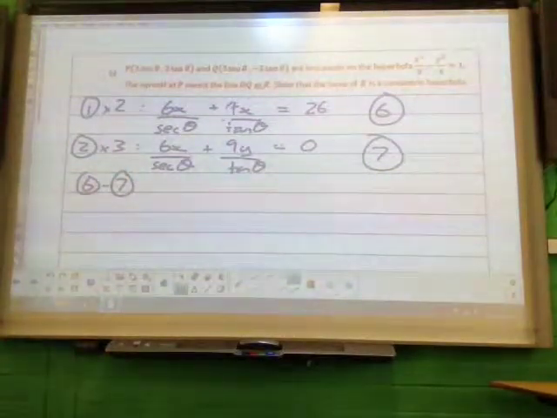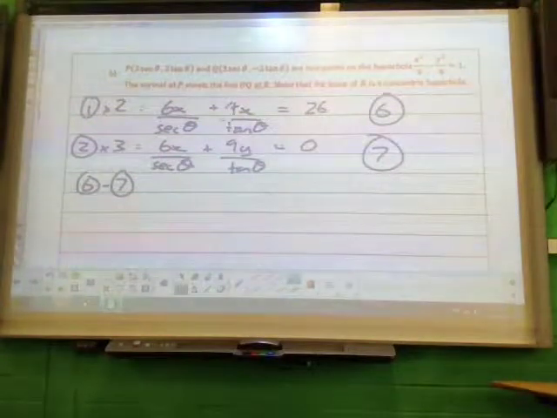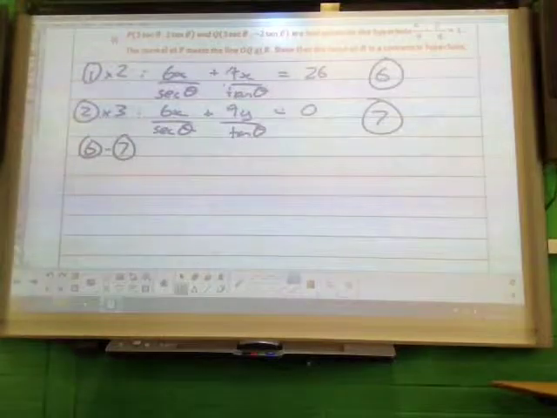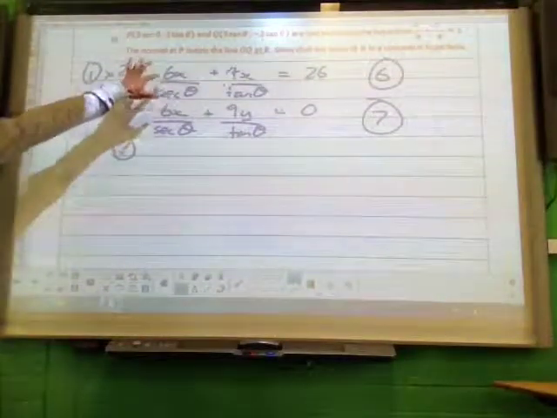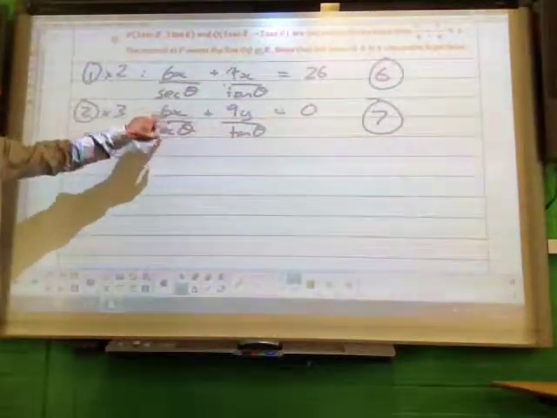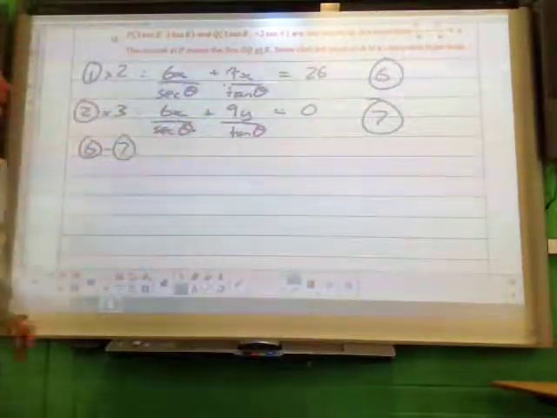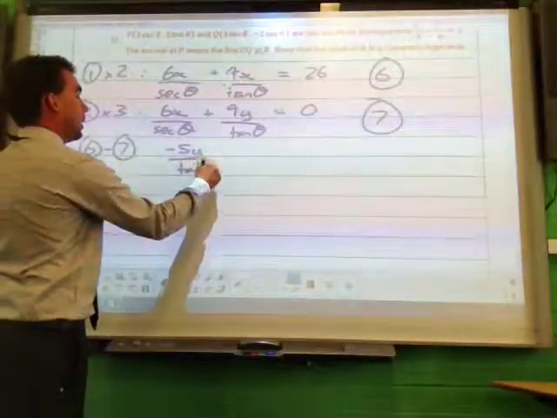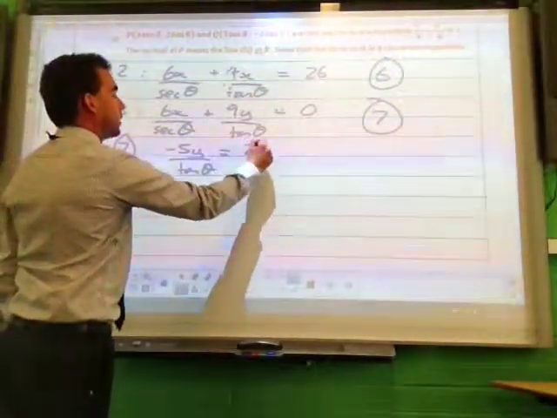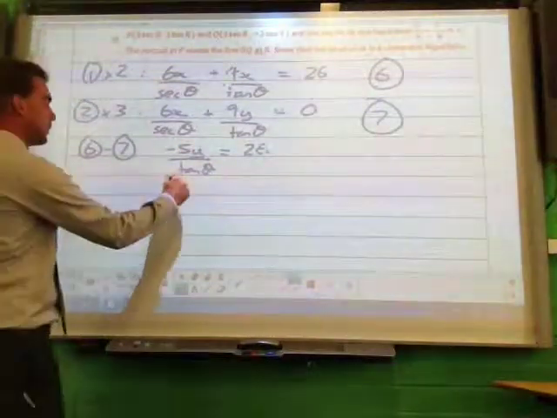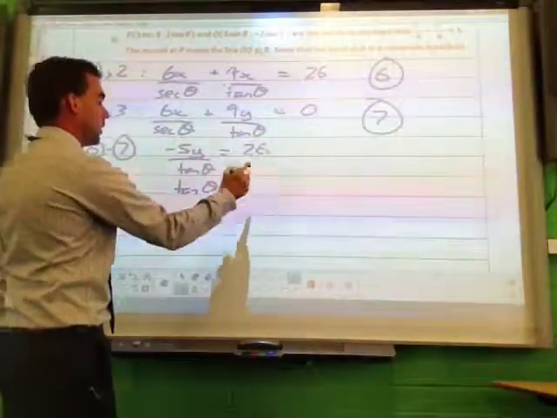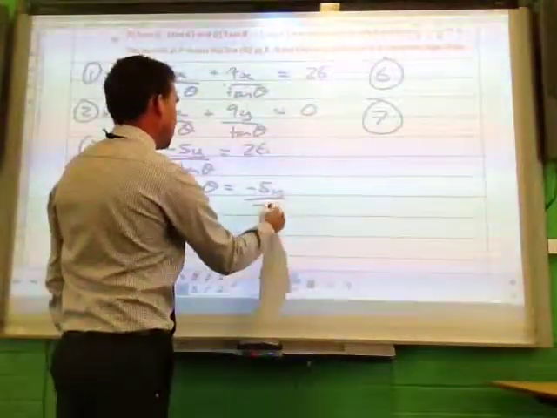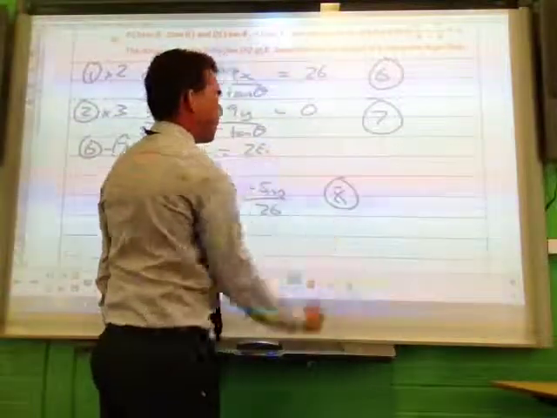Okay, it's going to be more messy if I do a substitution method. If I solve one of them and substitute into the other, I think it will be much more messy. That's why I'm doing the elimination method. Alright, so if I take these two away, that from that, you get 0. So I've got 4 take away 9. So negative 5y over 10 is equal to 26 take away 0. So tan theta is going to be negative 5y on 26 over 8.